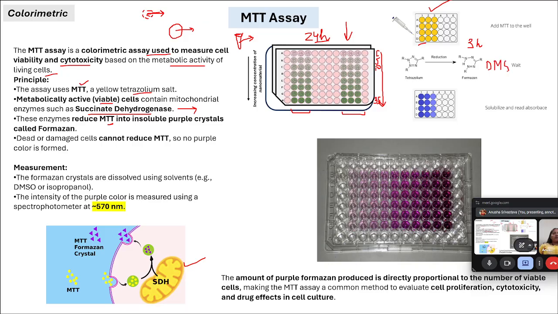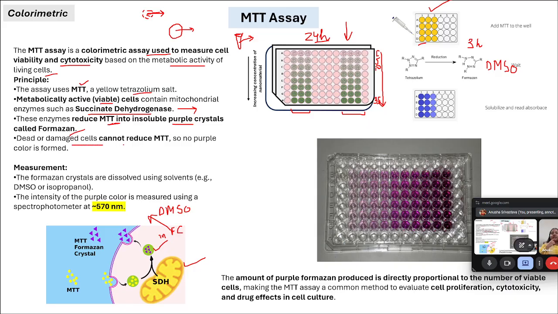After incubating it for 3 hours, take the plate out, discard all of it, and add the solubilizing agent, that is DMSO. Now, why is it happening? Why are we adding DMSO? Let's read it. So these enzymes reduce MTT, this yellow tetrazolium salt that you have added. So this succinate dehydrogenase enzyme will reduce this yellow tetrazolium salt to insoluble formazan crystals. Now this insoluble formazan crystals need to be solubilized. So in order to solubilize these formazan crystals, we add DMSO. This is a common chemical used. These enzymes reduce MTT into insoluble purple crystals called formazan.